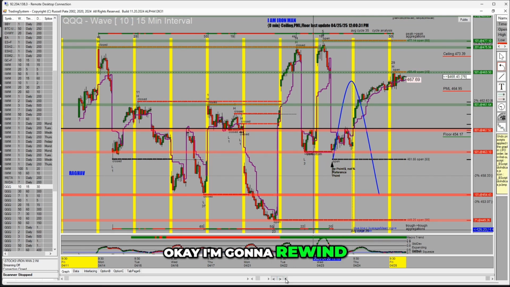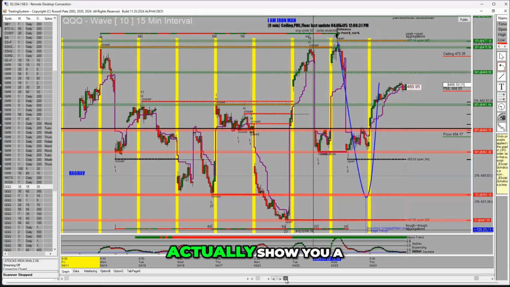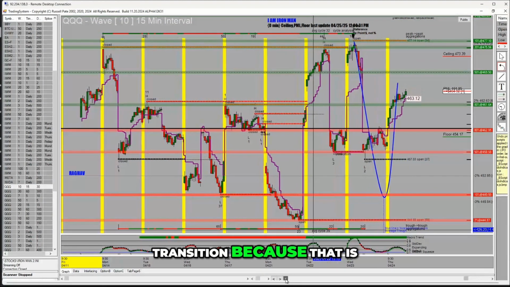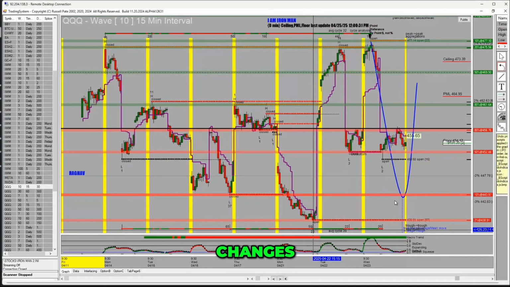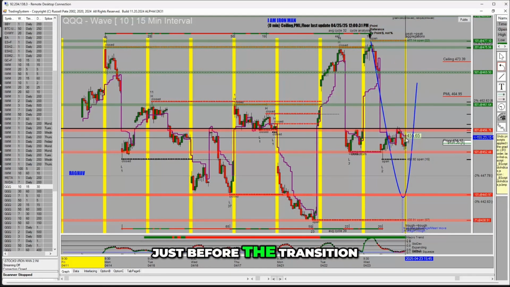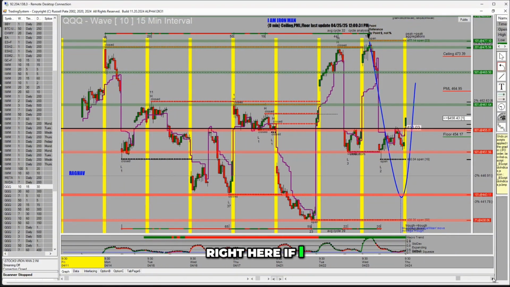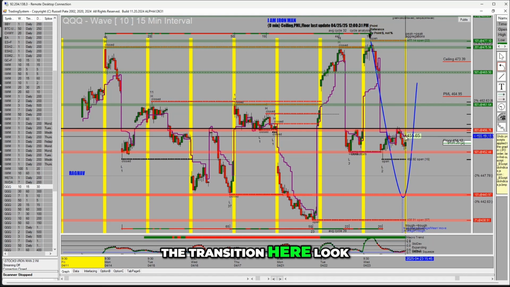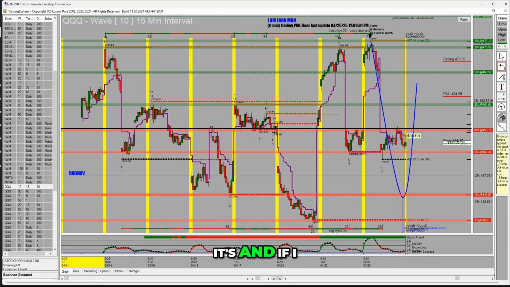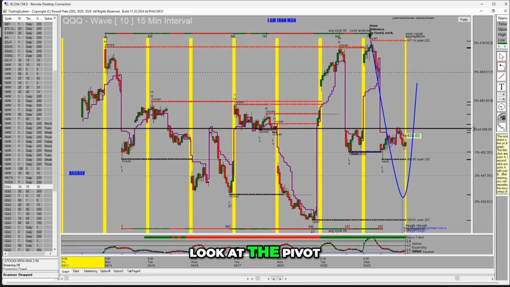I'm going to rewind back a bit to actually show you a transition, because that is the moment when the vector actually changes. Here, just before the transition, right here, if I go one more click, we saw the transition, right? So just before the transition here, look at the vector value. It's 455.65, and if I look at the pivot value, it's 456.92.